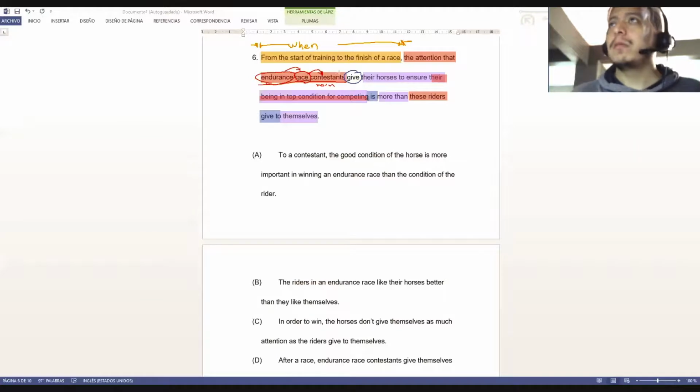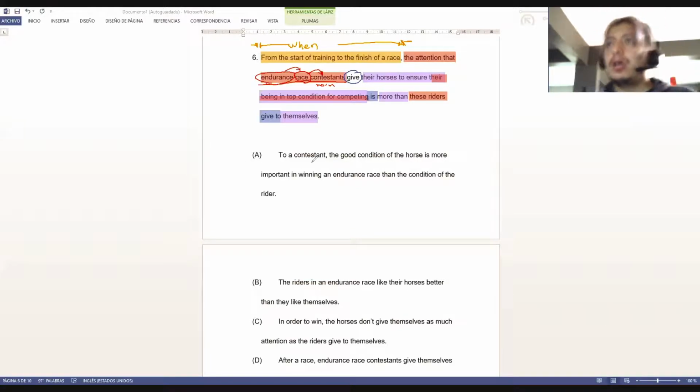So again, the attention that endurance race contestants, this type of contestants, the attention that they give to their horses to make sure that they are in top condition, this being in top condition, is more important, is more attention than the attention that the riders give to themselves. These riders, they don't really take care of themselves as much as they take care of the horses. So what do we have here?